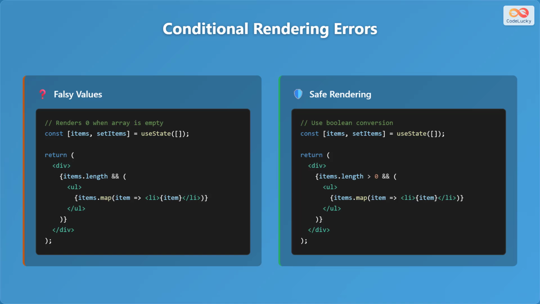Conditional rendering in React requires careful attention to falsy values. In the common error example, using items.length and && to conditionally render a list can cause unexpected behavior. When items.length is 0, 0 itself is rendered because in JavaScript, 0 is a falsy value. To avoid this, the safe rendering example shows how to explicitly check if items.length is greater than 0. This ensures that only the list is rendered when there are actual items in the array, preventing the display of unwanted falsy values.